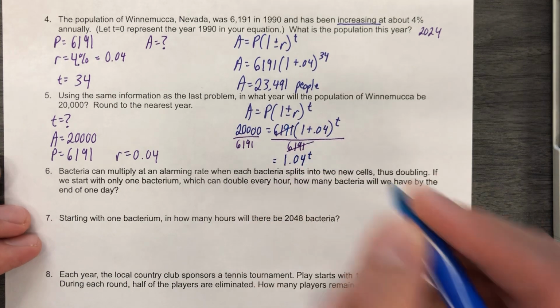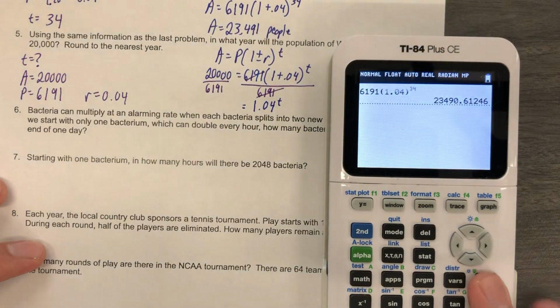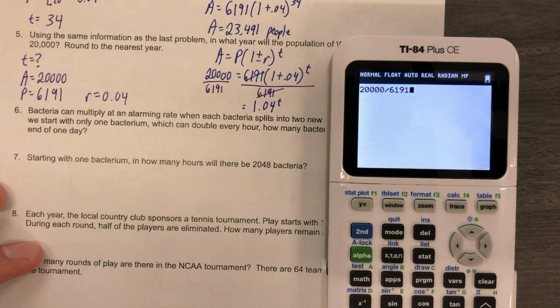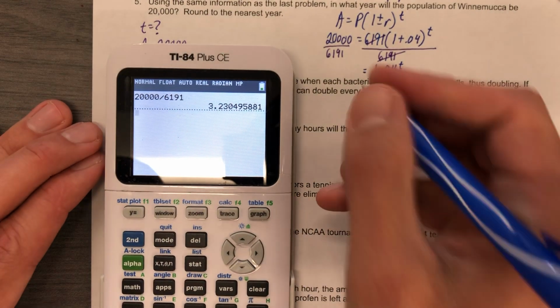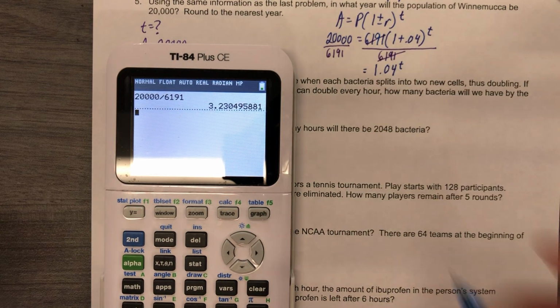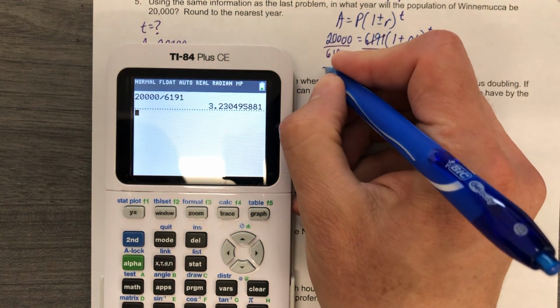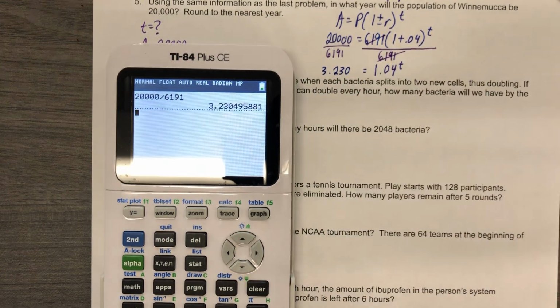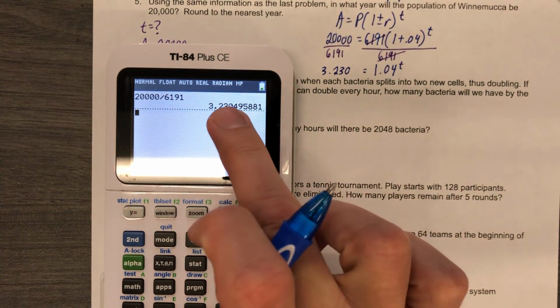I really hope you don't need a calculator for that. Next part, you'll need a calculator for it. Unless you're really into doing long division like this by hand. I'm not. And most of the population of Winnemucca is not either. Okay, I'm done. 3.230495. Okay, I'm going to write that, but I'm going to use all of that.